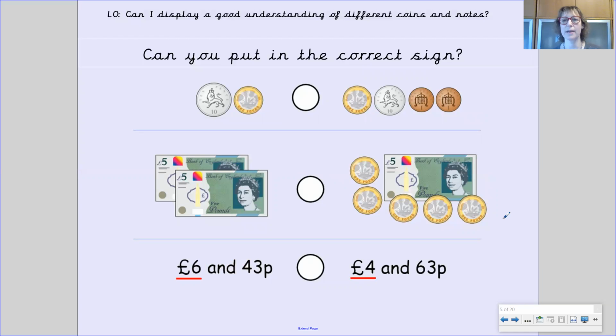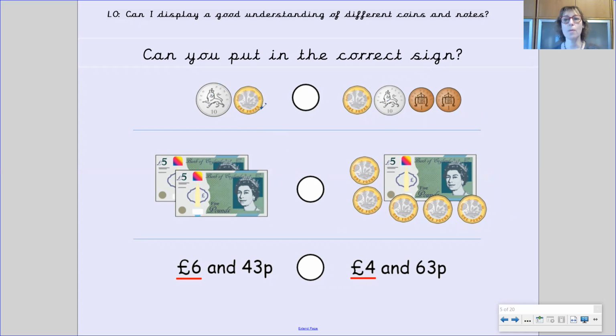Can we put in the correct sign? So what I need you to do is I need you to pause the video. I need you to count how much money there is on this side and write it underneath. Count how much money there is on this side and write it underneath, and then work out which one's bigger. So let me do the first one with you, and then I'll leave you to do the next two, and you can then pause, play the video when you're ready.